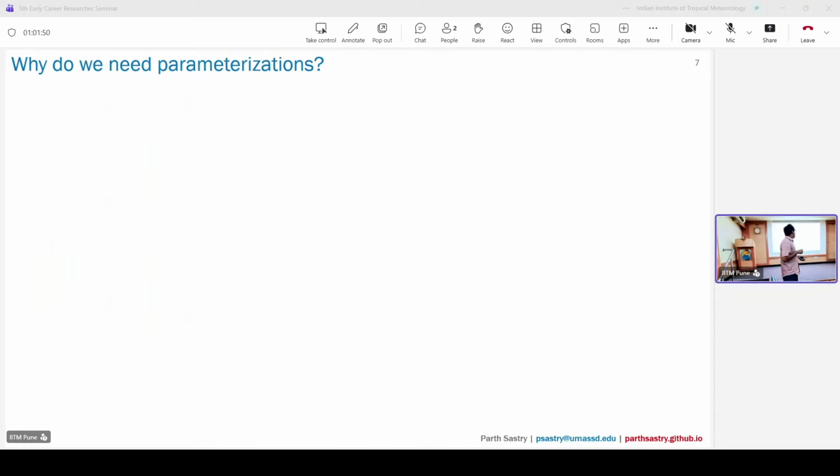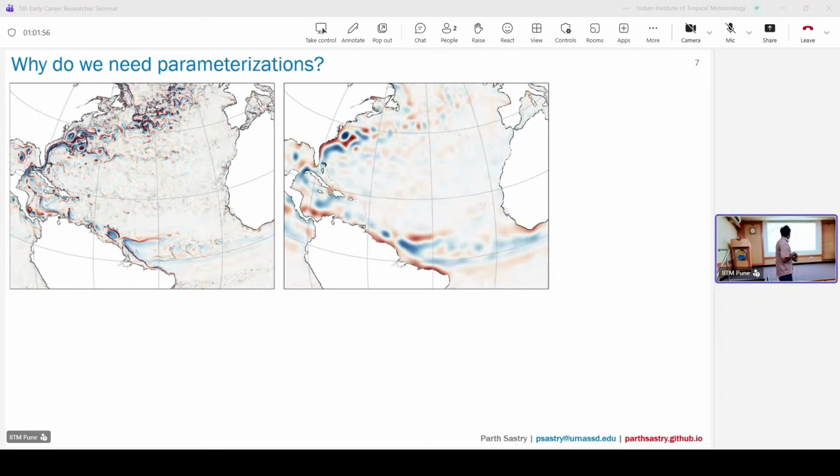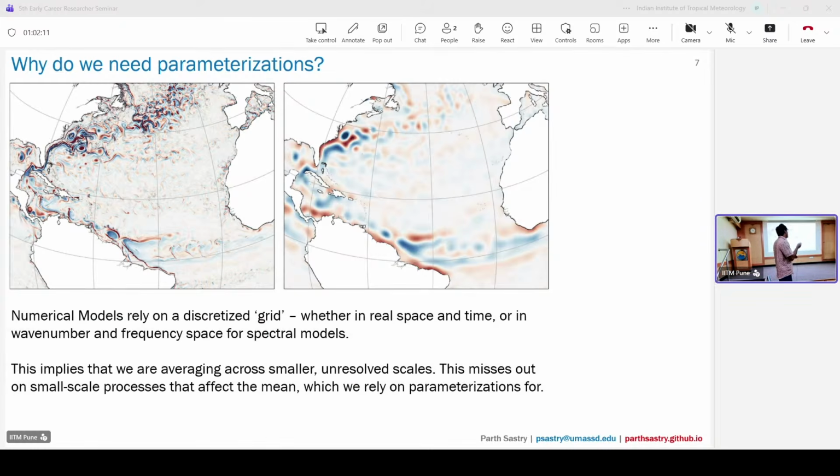And now that I've talked about the process by which these eddies affect tracers, why do we need parameterizations to model these effects? Well, the primary reason is that if you contrast the model on the left to the model on the right, the model on the left has much higher resolution, the model on the right is much coarser. And it's not just limited to mesoscale eddies, or mesoscale level phenomena. Numerical models rely on a discretized grid that can be in time or in space, which is typically most finite volume models. But it can also be in wave number and frequency space, which are the Fourier transforms for this. So if you're running a spectral model, you'll be discretizing in wave number and frequency.